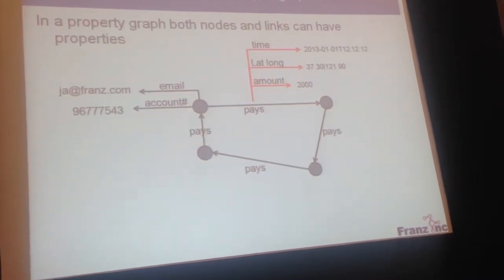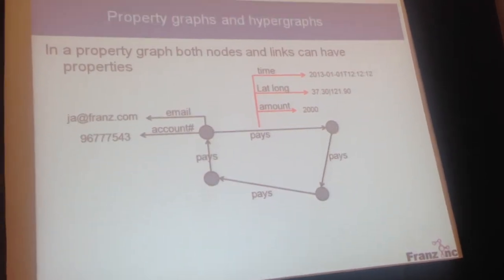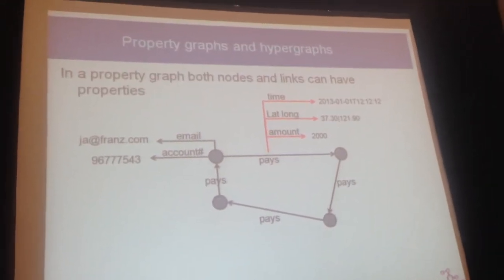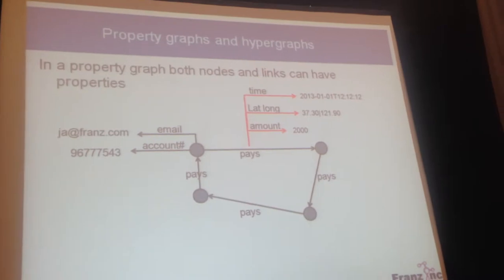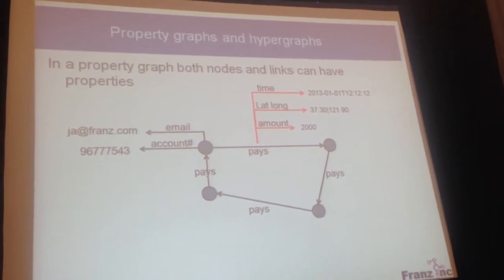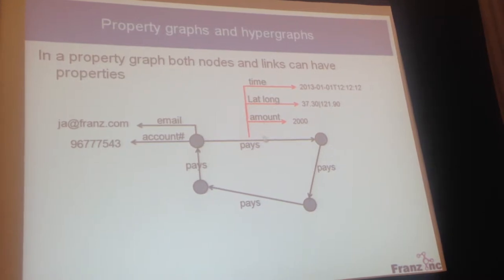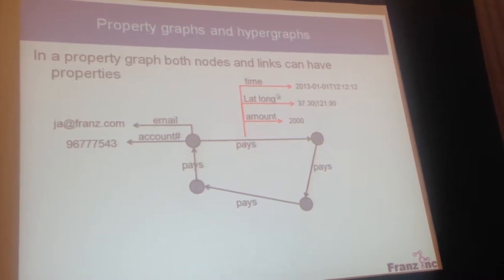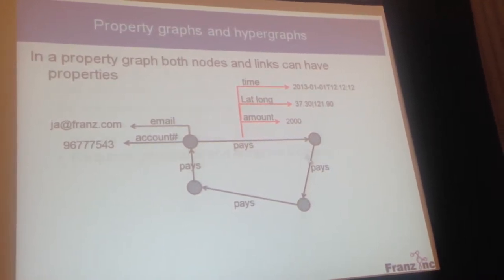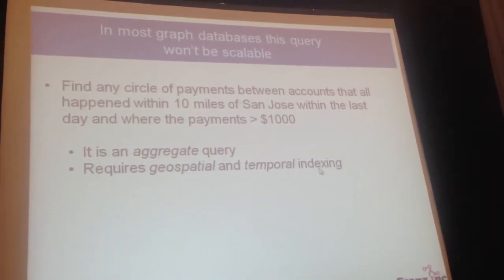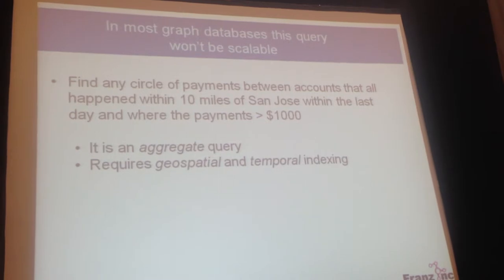Normally, you would do this in a graph database, and you would have nodes and links between nodes. What makes a property graph is that the links between nodes also have properties. So here you see that this person pays this person, but this pays relationship has some properties, this will have other ones, and so on. Now, in most graph databases, this won't really scale because it's an aggregate query.